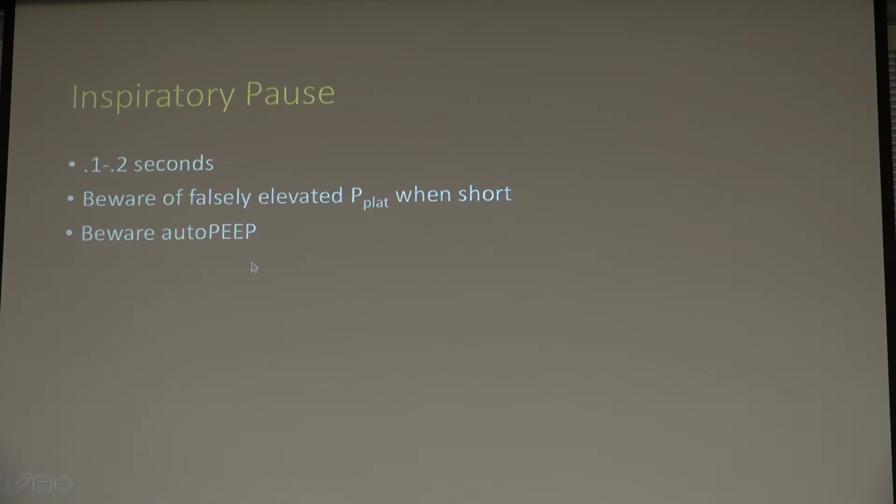Longer inspiratory pauses, longer than 0.2, 0.25 seconds, again, increase inspiratory time, therefore decreasing time for exhalation and raising the risk of auto-PEEP.